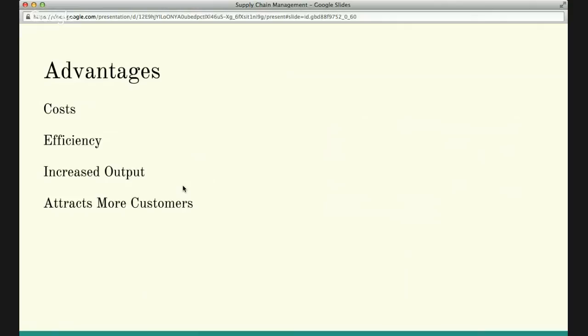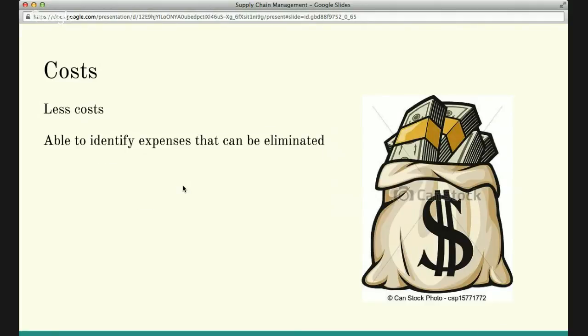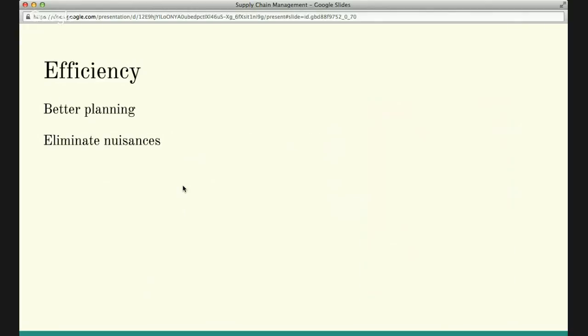So the first one is costs. Obviously, with supply chain management, you are going to have less costs because you are able to identify expenses that can be eliminated in operations that are not needed, and therefore, if you take out those operations, you eliminate money that you would have to spend if you were doing those operations. Efficiency. So, like I just said, you eliminate nuisances and you are able to plan better. And so therefore things are going to get done quicker and things are going to get done better.